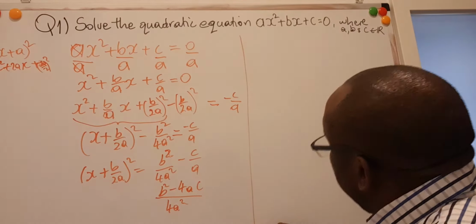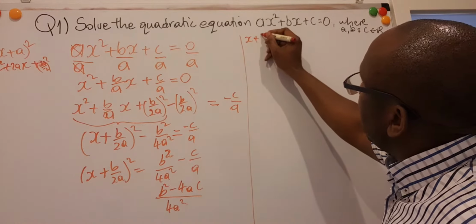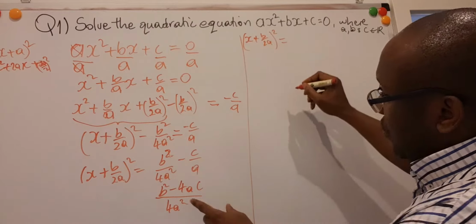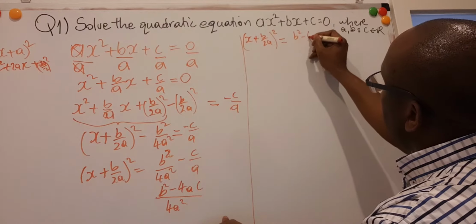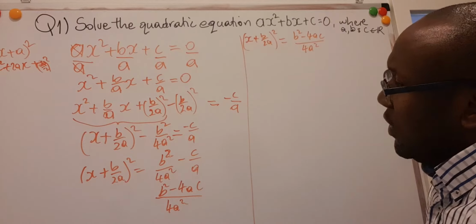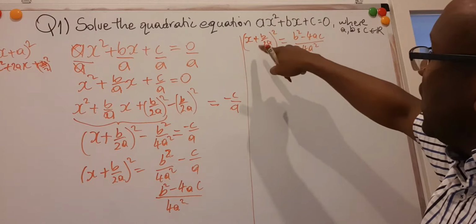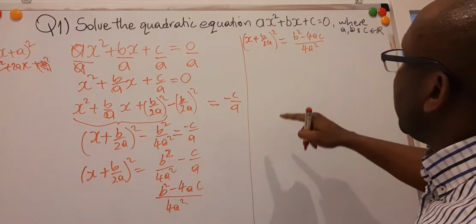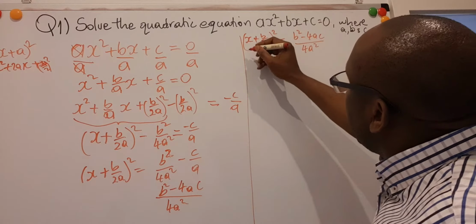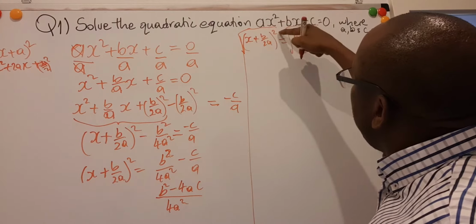So just to move up here, that means we now have that x plus b on 2a, all that squared, is equal to b squared minus 4ac all over 4a squared. Remember, the intention was to solve for x, to get the x value. I have x still within the square bracket, so I'll try to do away with that. One way is to take the square root of both sides. If I take the square root of this side and the square root of that side, the square root removes the square.